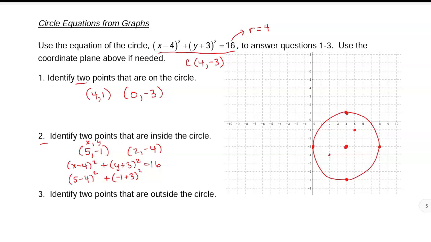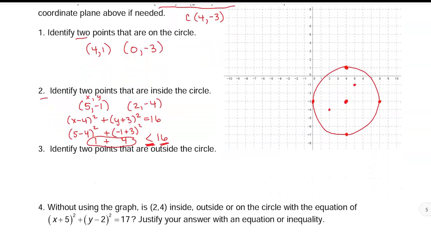What's happening here? Well, 5 minus 4 is 1, squared is 1. -1 plus 3 is positive 2, squared is 4. Look at 1 plus 4. Isn't that less than 16? So points that you find inside the circle would result in a sum over here less than the number on the right side. So in this case it was a 16.